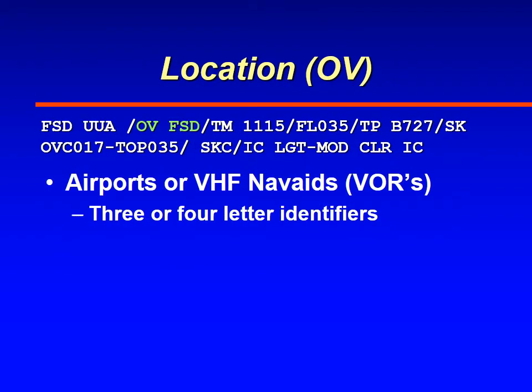After that comes the location. Where is the aircraft located? And they use a lot of different ways to describe this. Of course, the abbreviation starts out with OV, and then you can use airports, which have either 3 or 4 identifiers, typically 4. If it's a navigational facility in relation to a VOR, then it'll be a 3-letter designation. So here it shows the aircraft is over FSD, which is Sioux Falls.